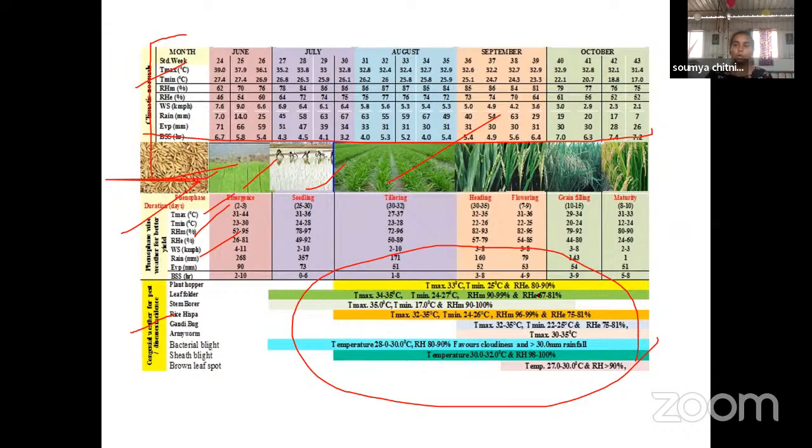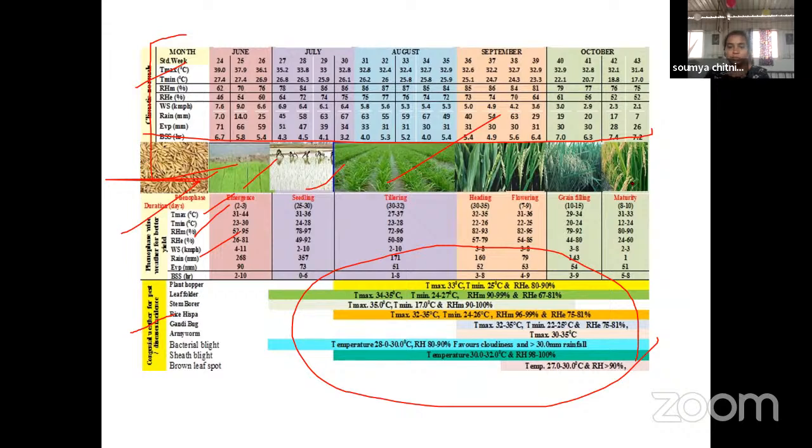Our farmers are not well aware of how to interpret this calendar. So if you ever meet any farmers nearby, try to help them interpret this weather calendar. Every state and every agricultural university issues this weather calendar. So if you can interpret it really well, you can help the farmers nearby as well.